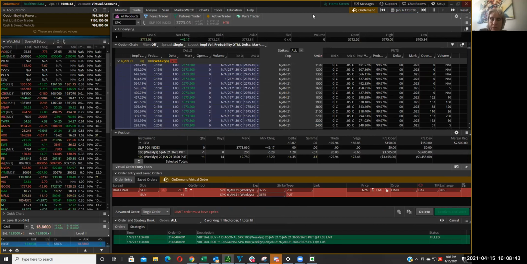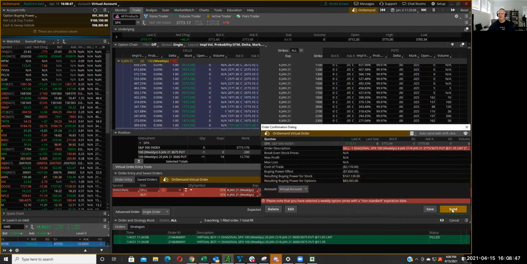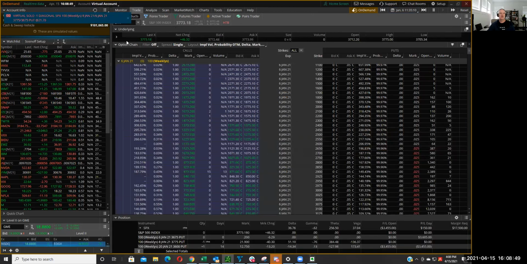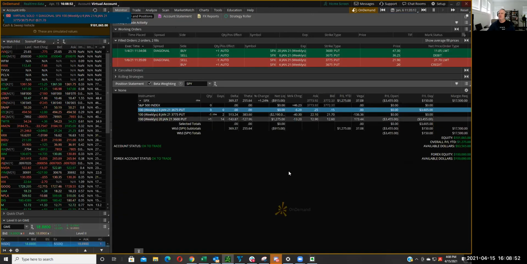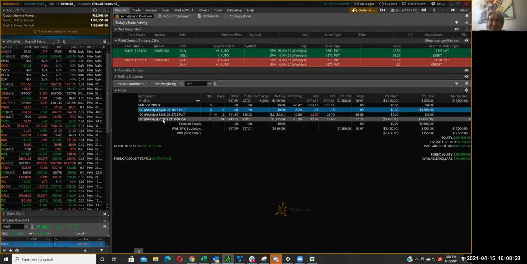Market moved up quite a bit. Yep. And we're collecting a $21.70 credit. Okay, so now it's taking 17,500 in buying power. Wow, that's quite a change. That's quite a change, isn't it?